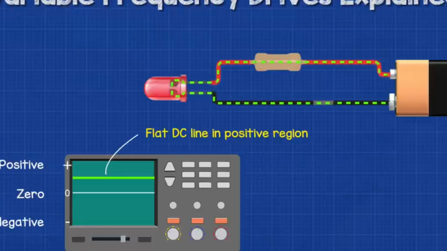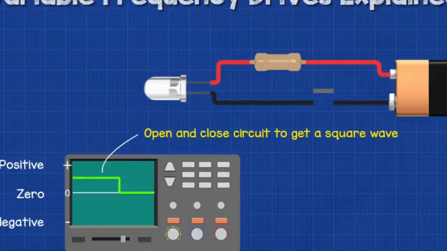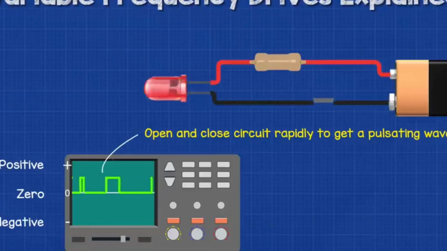When we use an oscilloscope to look at the electrical waveform of DC, we get this flat line at the maximum voltage in the positive region. If we cut the power, the line drops to zero. If we turn it on and off repeatedly, then we get a square wave pattern between 0 and maximum. If we pulse the switch to open and close over different lengths of time, then we would get a pulsating pattern.